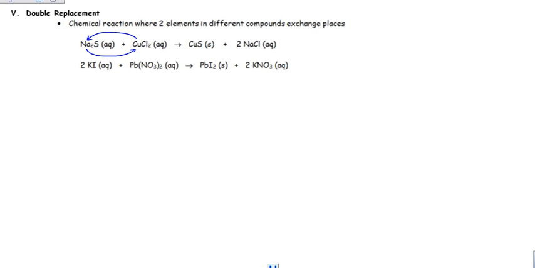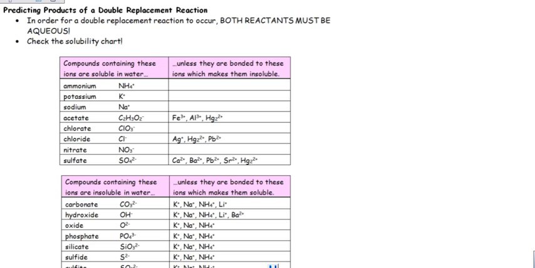My second reaction, I have potassium iodide reacting with lead nitrate. All the ions are still there on the product side, they're just rearranged. Now I have potassium with nitrate and lead with iodide. A double replacement. What do you know? Now, of course, there are some exceptions, where sometimes these double replacements don't work. So the rule: in order for a double replacement to work, both reactants must be aqueous.